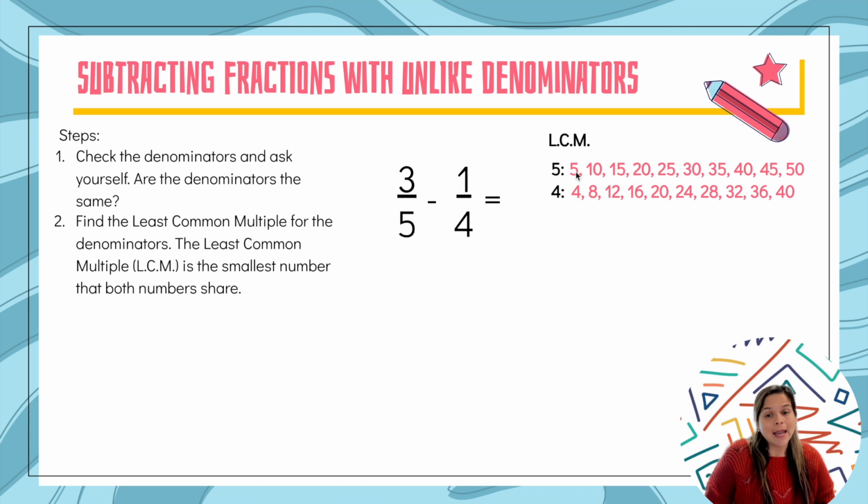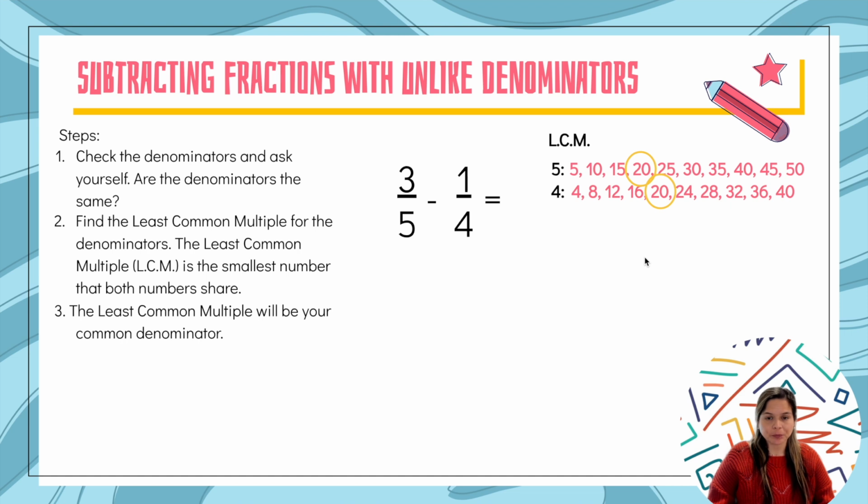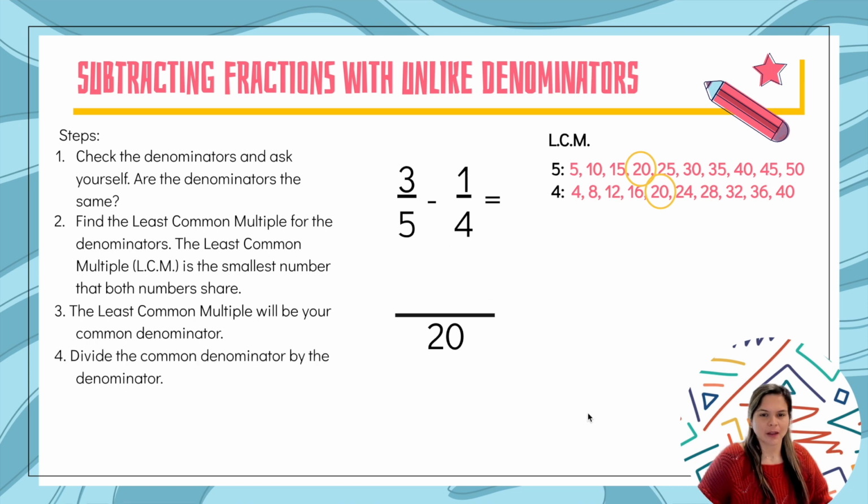Do we have the least common multiple here? Let's find out. So we're going to check. Number 5. Do we have it? No. Number 10? No. Number 15? No. Number 20? Yes. So we're going to circle it because now that's going to be our common denominator. So we're going to put it here. That's the common denominator that number 5 and number 4 share.